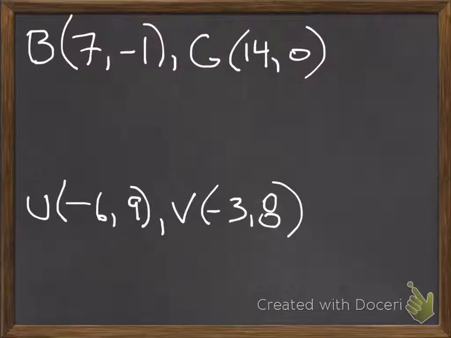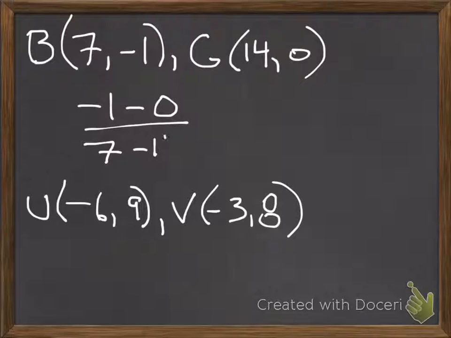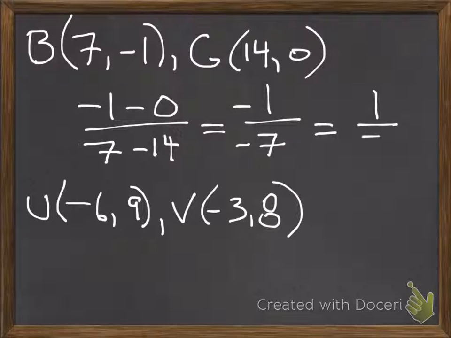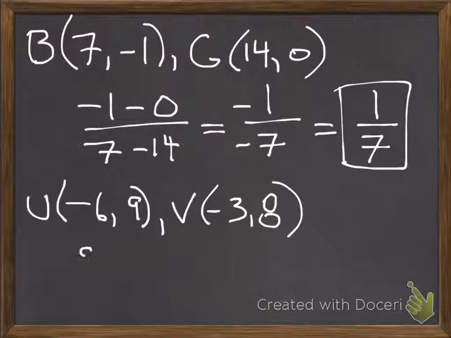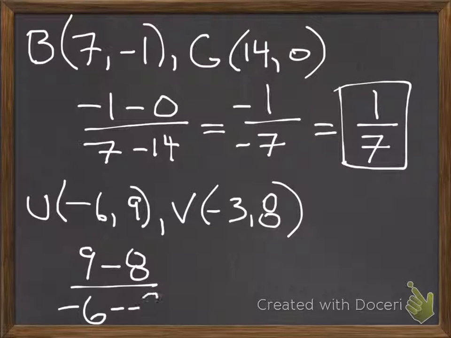Again, we're finding slope. So subtract the y coordinates over the x coordinates. We get negative 1 over negative 7. That simplifies to positive 1/7. And finally, again, subtracting the y's over the x's. So I get 1 over negative 3.